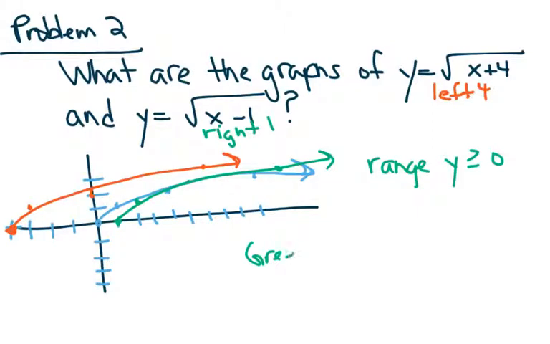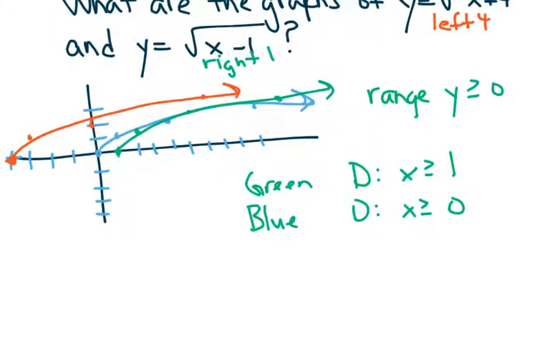For the green graph, the domain is x is greater than or equal to 1, because its starting x value is 1, and all the rest of the graph goes to the right from there. The blue graph, its domain is x is greater than or equal to 0. That's the parent function. And the red graph, its domain is x is greater than or equal to negative 4, because it starts at negative 4 and then it goes to the right from there.